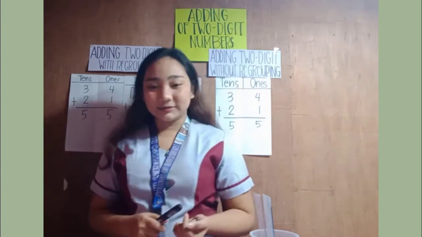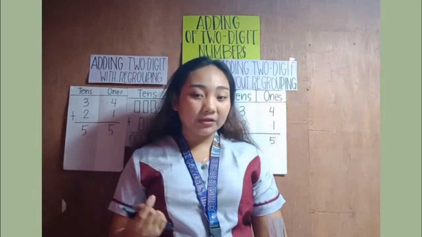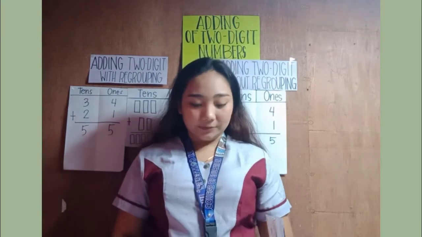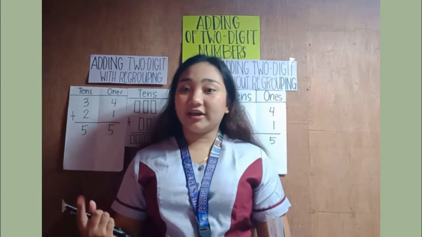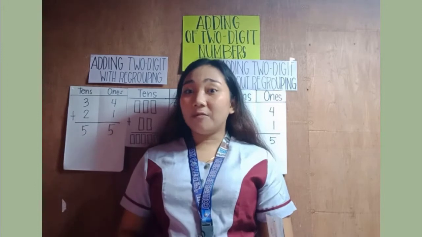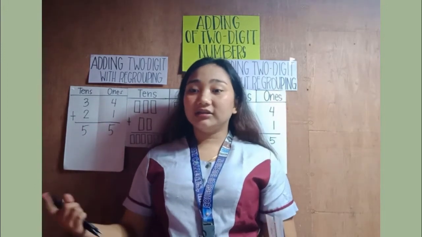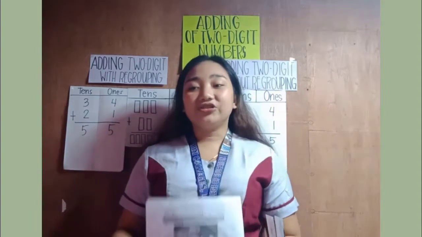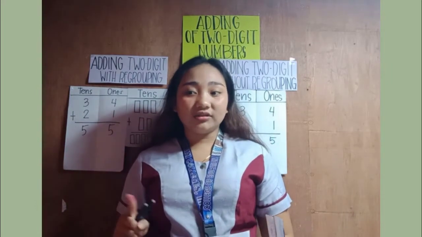Okay, class. So now, let's have a group activity, but first, these are the standards in doing a group activity. The first standard is read and follow the directions carefully. Second is work quietly. Third is cooperate with the group. And the fourth standard is to maintain the cleanliness and orderliness in your working area. So each group will be given a worksheet where you need to add two-digit numbers.